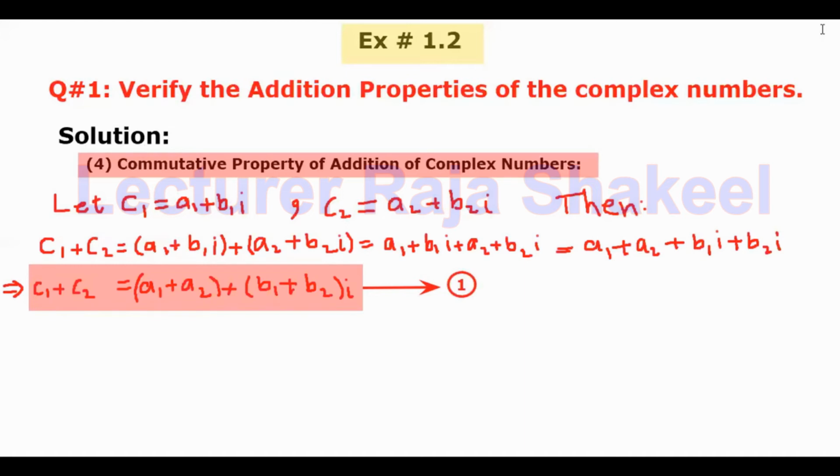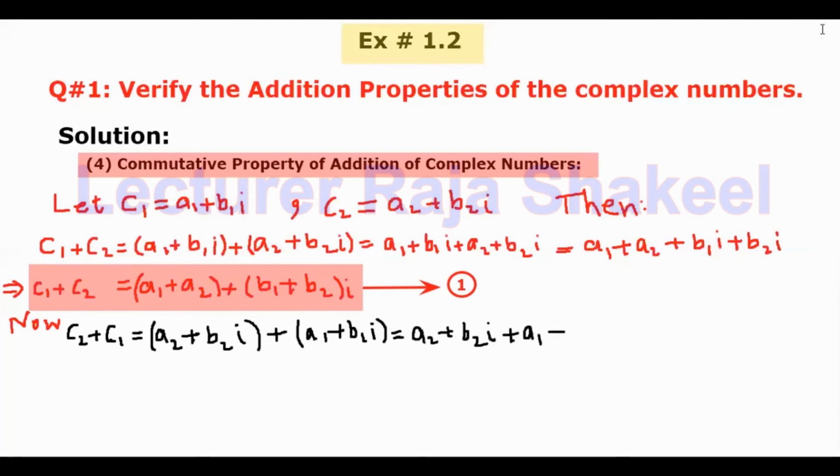Now we have done C1 plus C2, and we will do C2 plus C1. So let's write C2 plus C1. If we put the values in the same manner, it becomes A2 plus B2 iota, because we are taking C2 first and C1 second, and then A1 plus B1 iota, which are going to be added with each other. On removing the brackets, you get A2 plus B2 iota plus A1 plus B1 iota.